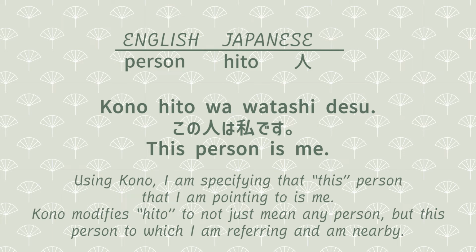Using kono, I am specifying that this person that I am pointing to is me. Kono modifies hito to not just mean any person, but this person to which I am referring and am nearby.